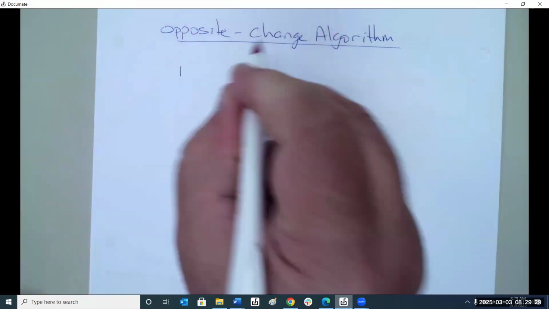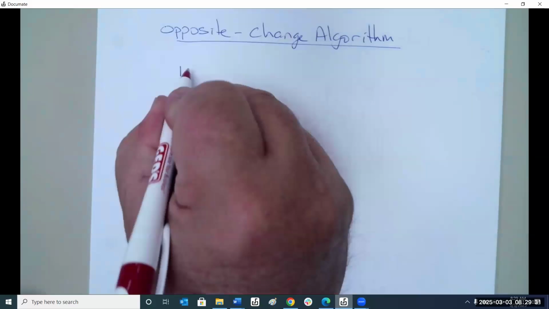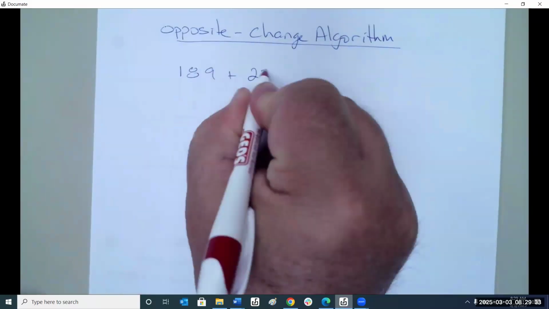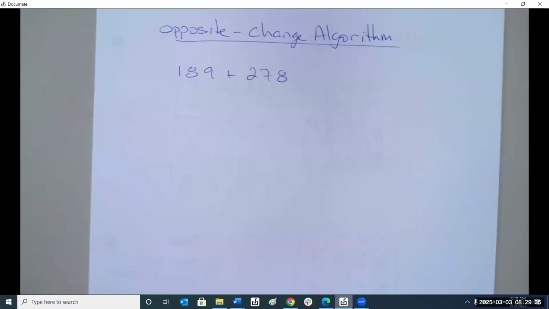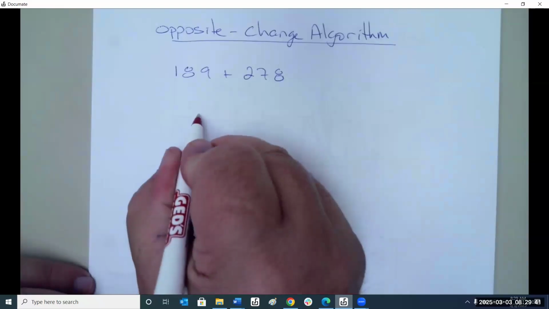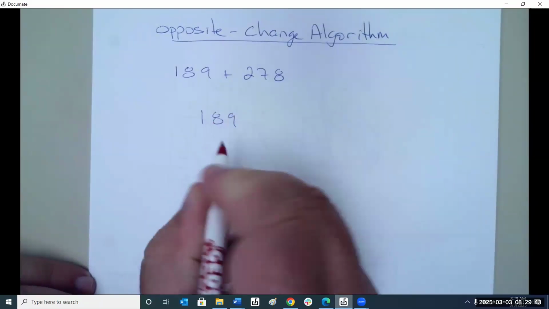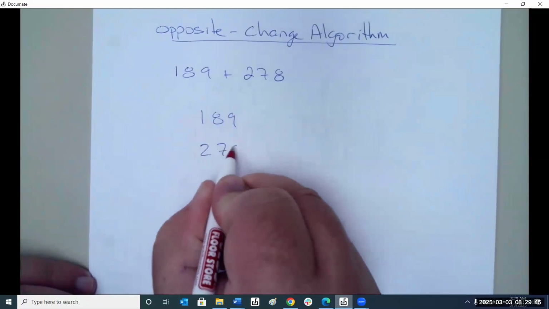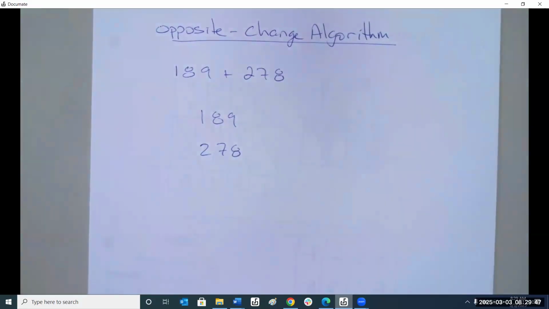Let's look at these numbers. What numbers will we deal with? 189 plus 278. Let's write these two numbers like this first. So what the opposite change algorithm, here's a property we have to use first.